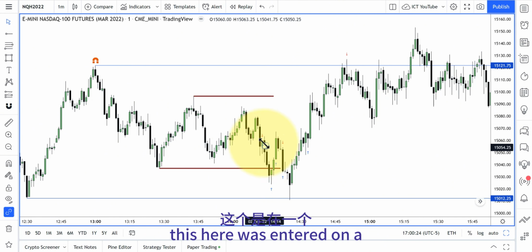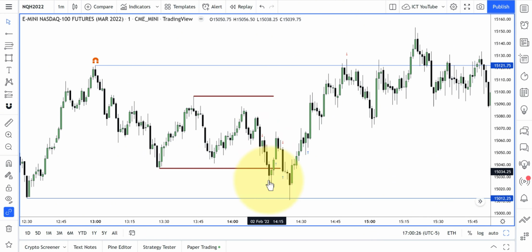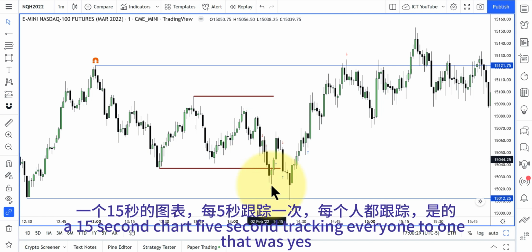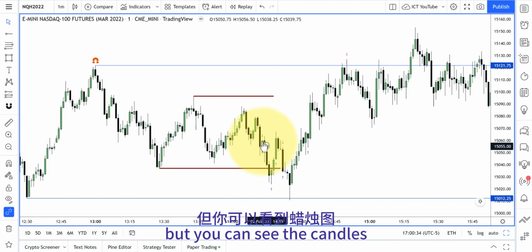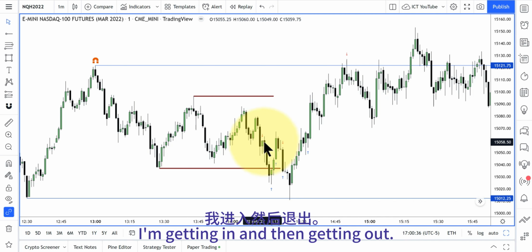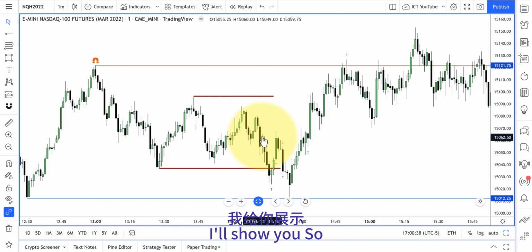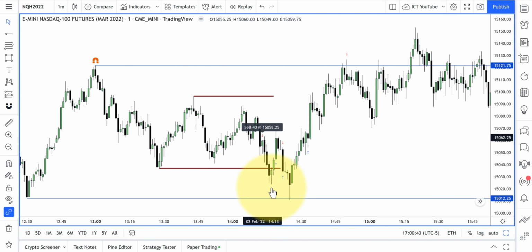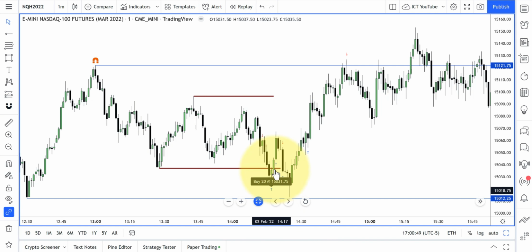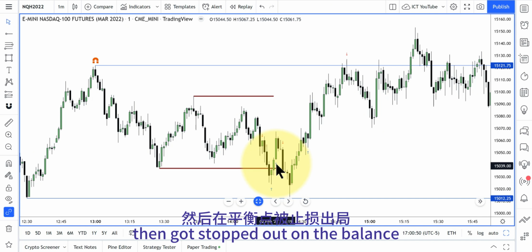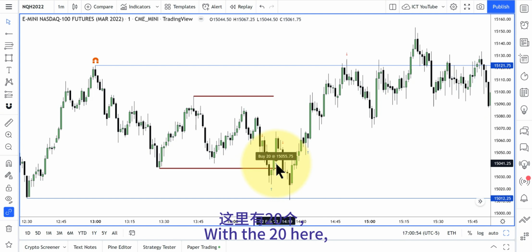This here was entered on a second chart, okay, 15-second chart or 5-second chart. I can't remember which one it was. I think it was a 5-second chart. Small little fair value gap, but you can see the candles I'm getting in and then getting out. I'll show you. Sold short 40. Covered 20, it was half the position, and then got stopped out on the balance with the 20 here.